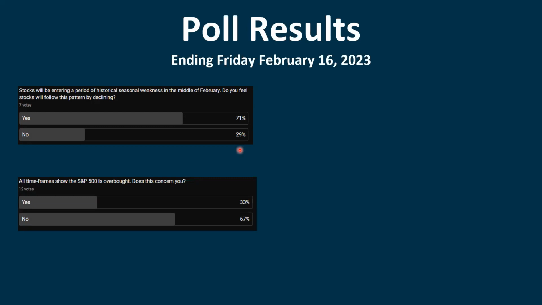All time frames in the S&P 500 are overbought, and that means the short term, intermediate term, long term, and then on the weekly charts, we have a lot of overextended to the upside conditions. Does this concern you? 67% said no, because in a solid environment, when we're looking stronger and more positive in the bigger picture, we can stay overbought for quite a while.